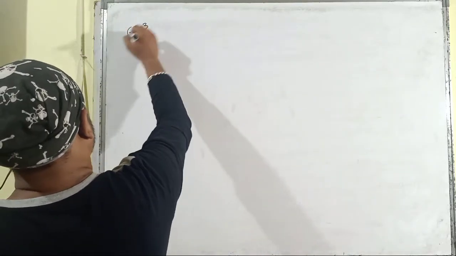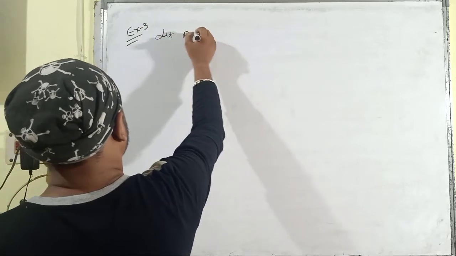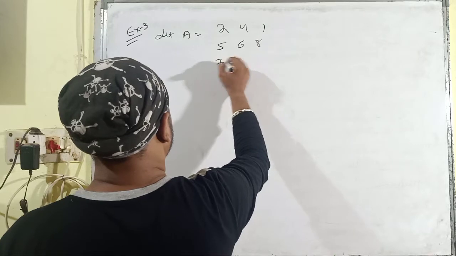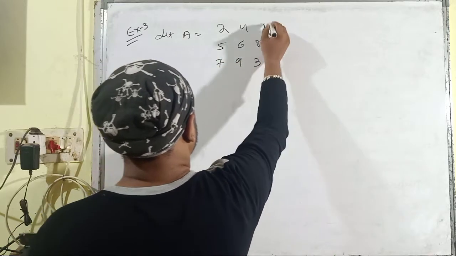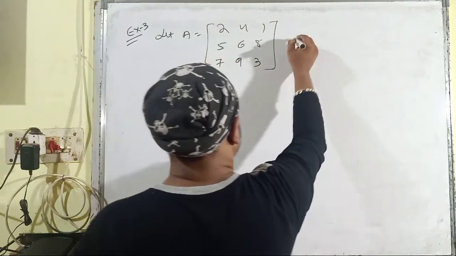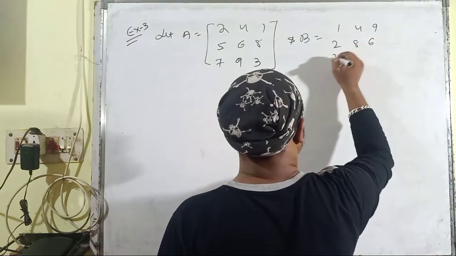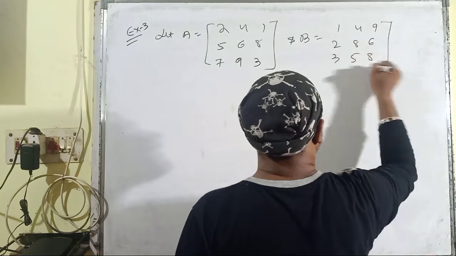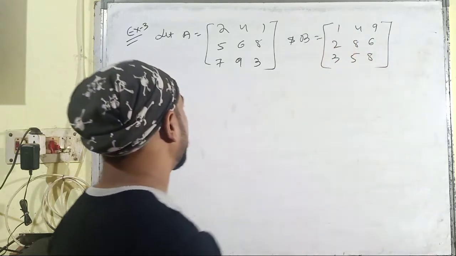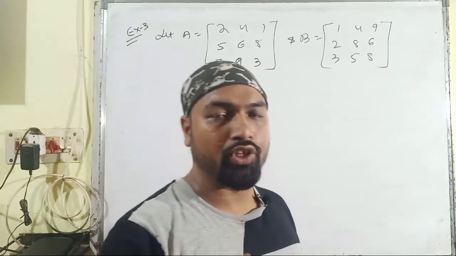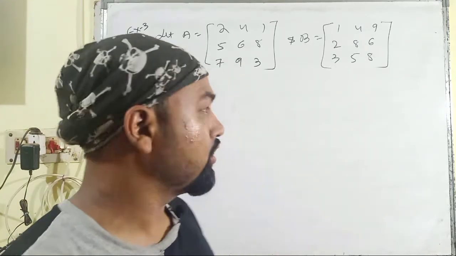So it is example number 3. Let A be equal to [2, 4, 1, 5, 6, 8, 7, 9, 3] and B be equal to [1, 4, 9, 2, 8, 6, 3, 5, 8]. You can see that in this problem both of the matrices A and B are of the same order, as well as of order 3.